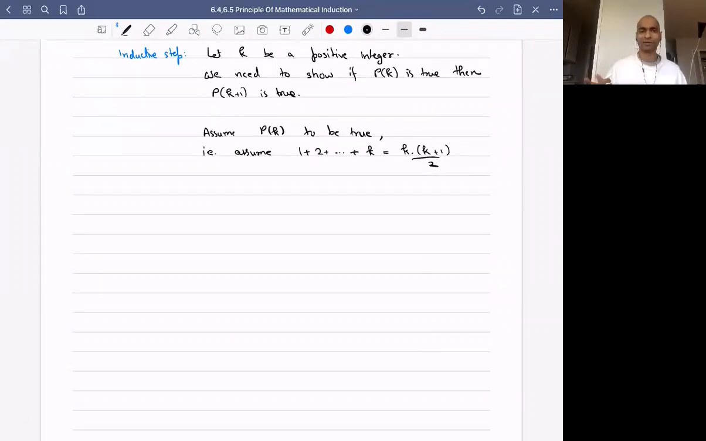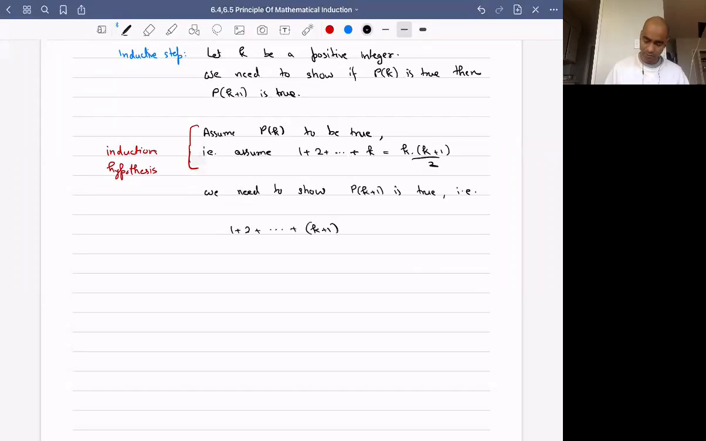Well, before I move on, I forgot to say in the introduction, this assumption has a very specific name. This is called the induction hypothesis. Again, we need to show that Pk plus 1 is true, i.e., we need to show that 1 plus 2 plus up to k plus 1 is k plus 1 times k plus 2 over 2.